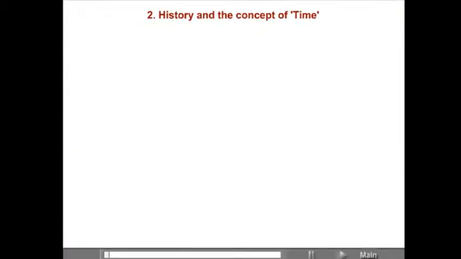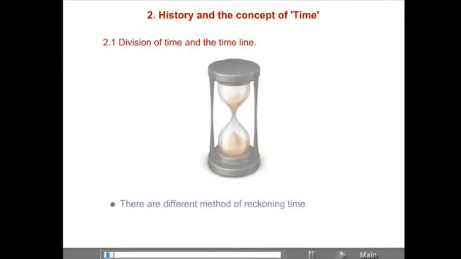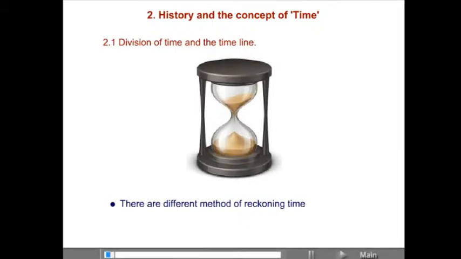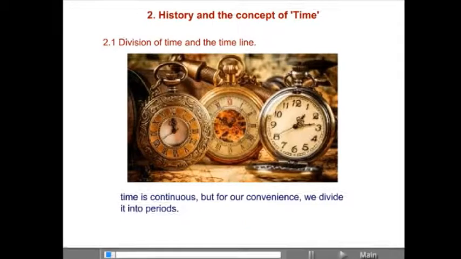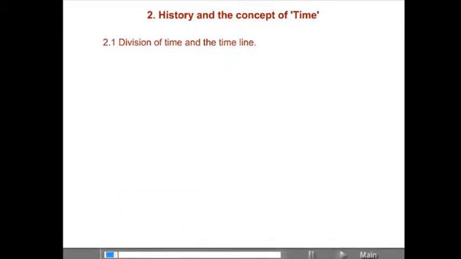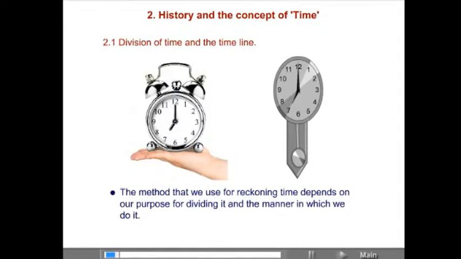2. History and the concept of time. 2.1. Division of time and the timeline. There are different methods of reckoning time. Time is continuous, but for our convenience, we divide it into periods. The methods that we use for reckoning time depend on our purpose of dividing it and the manner in which we do it.